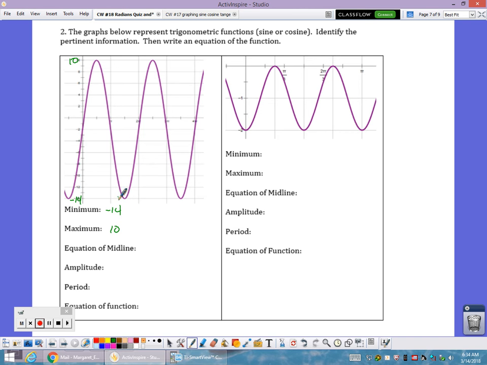If I cut that distance in half, half of 24 is 12, that gives me the amplitude is 12. So I'm going to go 12 up from the minimum, or 12 down from the maximum, and that'll give me my midline.